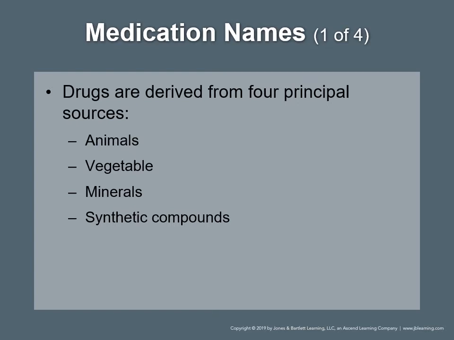Medication names. The drugs we use are derived from four principal sources: animals, vegetables, minerals, and synthetic compounds. Animals: insulin is usually prepared from the pancreas of animals, primarily pigs. Vegetable is a plant source. We get that from roots, leaves, flowers, and seeds. Minerals, such as calcium, iron, and magnesium. Also synthetic compounds. These are drugs manufactured synthetically, synthetic forms of vitamins, steroids, narcotics, etc.